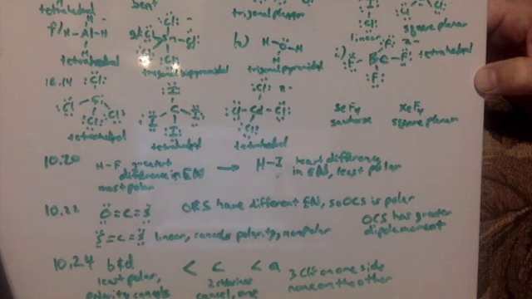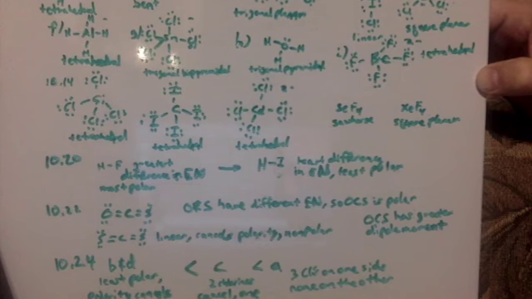And so OCS is a polar molecule, whereas CS2 will be linear, and any polarity that would happen between the carbon and sulfur bonds is going to cancel out and give you an overall nonpolar molecule.